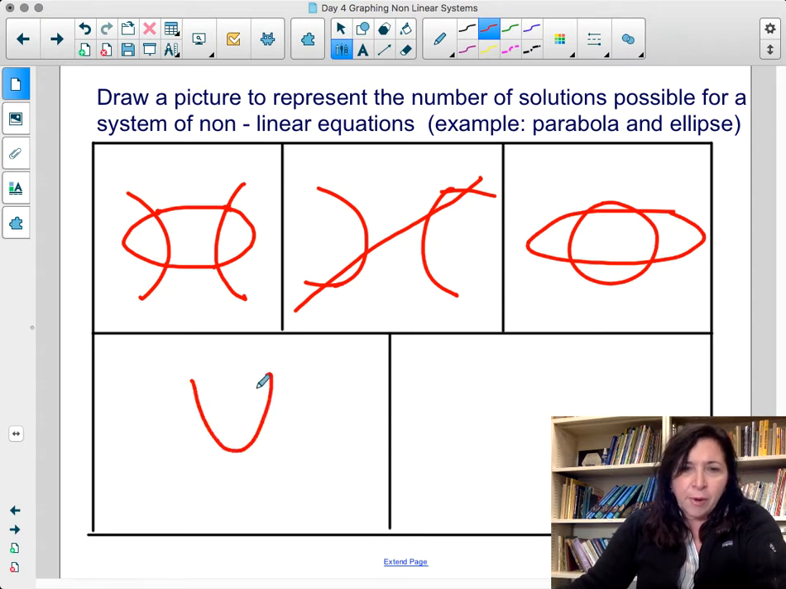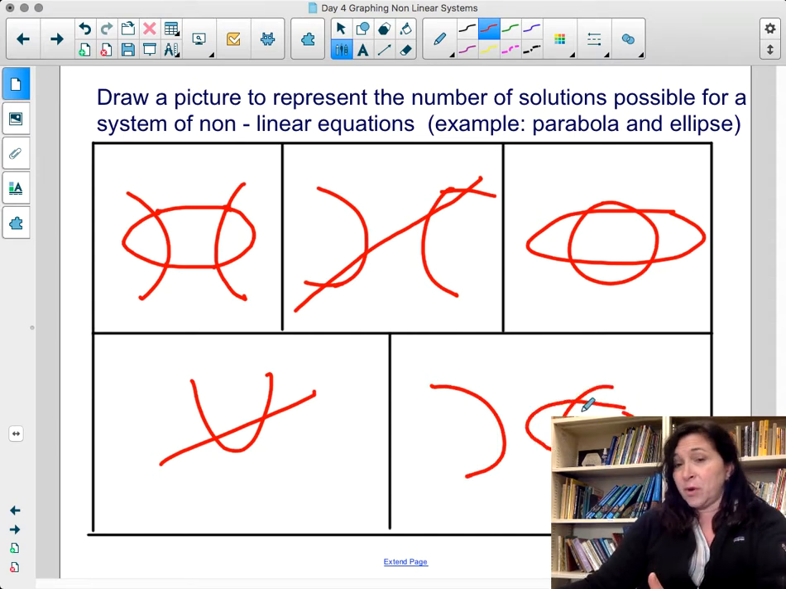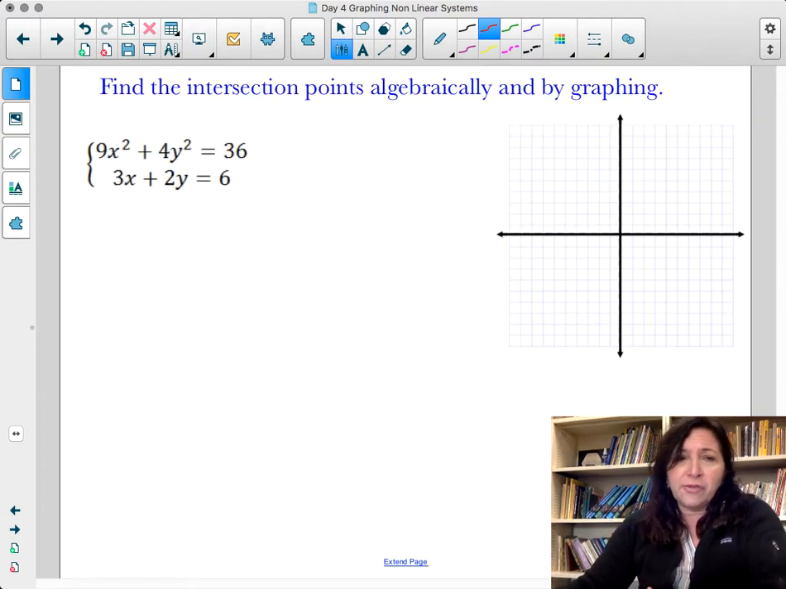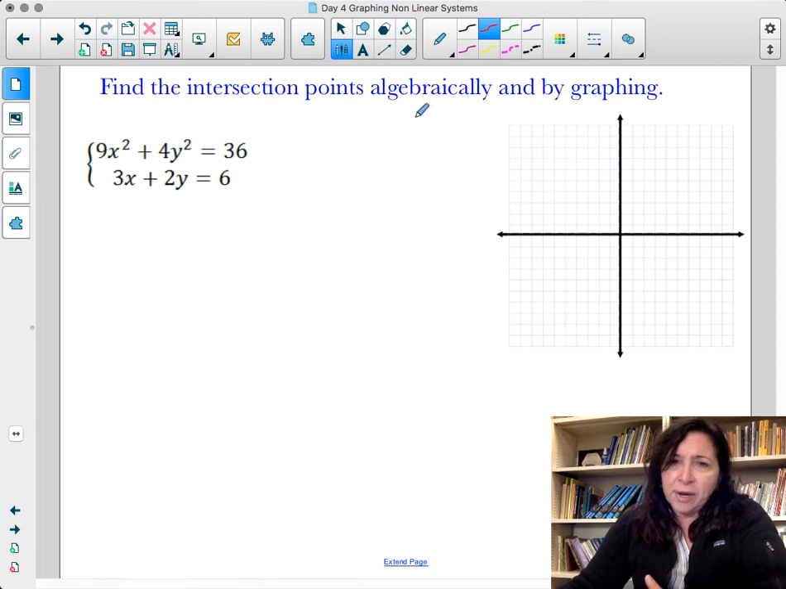I could have a parabola and a line, also 2 intersection points. I think one of my favorites is a parabola, but then I have an ellipse, and my ellipse actually only intersects through 2 points. Anyway, you just have to basically graph it. It's very important. So we're going to start off with finding the intersection points between these 2 equations right here.